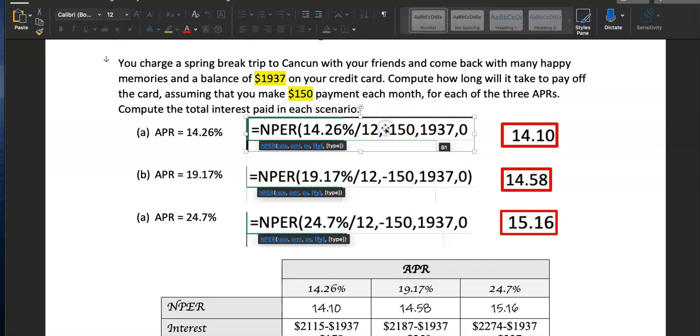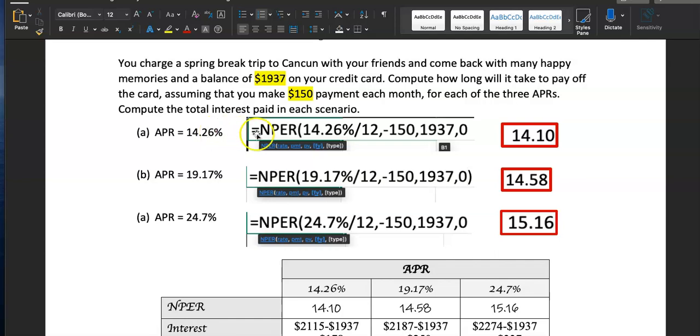So take a look at what I did first. What they are asking is this: how long will it take to pay off the card? And I'm making monthly payments. So in other words, they're asking you how many monthly payments do you need to make? If the answer is 12, that means I just need to pay, the period, it'll be 1 year. But what we are going to use is this NPER function.